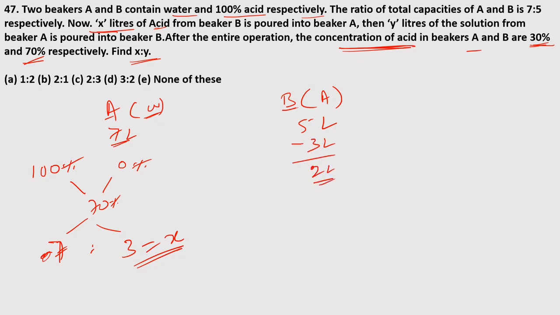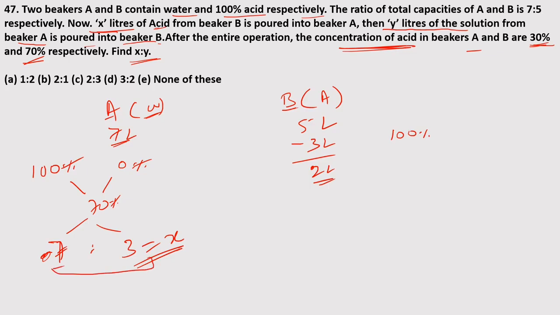Okay, now coming to B. In B initially 100% was acid. From A, how much acid is going? See, it is saying Y liters of solution from beaker A is poured into beaker B.